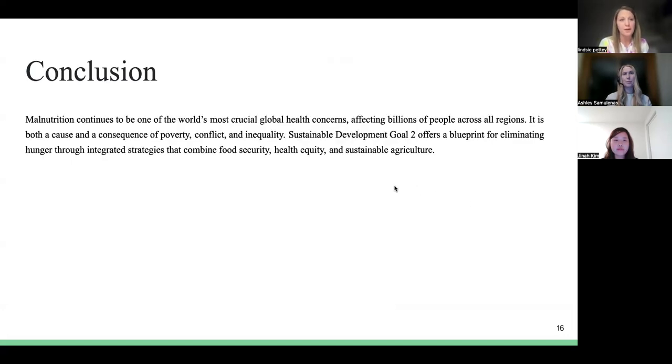So, for our conclusion, malnutrition continues to be one of the world's most crucial global health concerns, affecting billions of people across all regions. It is both a cause and a consequence of poverty, conflict, and inequality. Sustainable Development Goal 2 offers a blueprint for eliminating hunger through integrated strategies that combine food security, health equity, and sustainable agriculture.